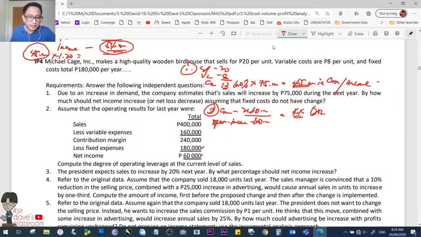Number 3. The President expects sales to increase by 20% next year. By what percentage should net income increase? We already discussed this last time. The DOL serves as the link between your topmost portion, the sales, and the bottommost portion of the income statement, your net income. So without even preparing a complete income statement, you'd be able to know the effect of a percentage change in sales on income. With our DOL, a 20% increase would translate to an 80% increase in income. So that is our response for number 3, 80%.